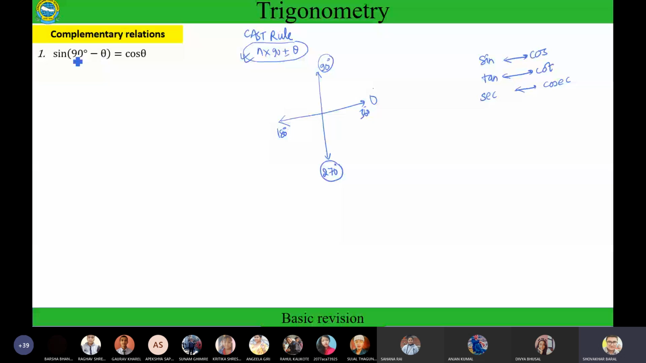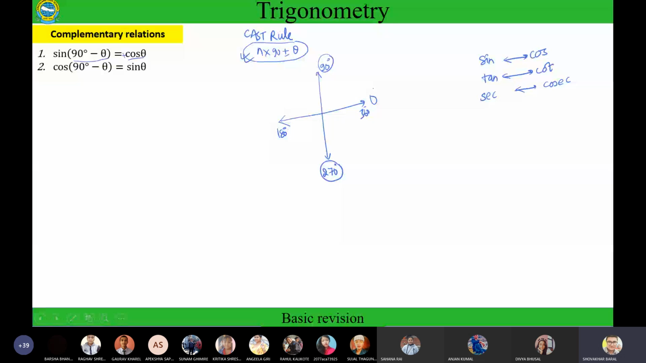Sin 90 minus theta. 90 minus theta lies in which quadrant? First quadrant. So sin will be positive there. If positive is not written, then it is positive. So since this is 90 degree, the ratio will be changed. Sin 90 came, right? So at 90 the angle will be changed. So it will be cos theta.